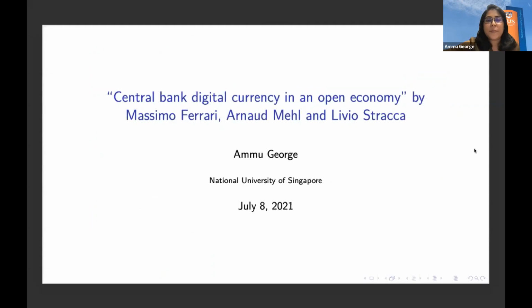so first of all, let me thank the organizers of CEBRA for asking me to discuss this nice paper on central bank digital currency in an open economy by Massimo, Arnaud, and Livio. This paper is very important. The findings are very interesting and intriguing, and it's currently very relevant in the context of the central banks' interest in issuing CBDC.